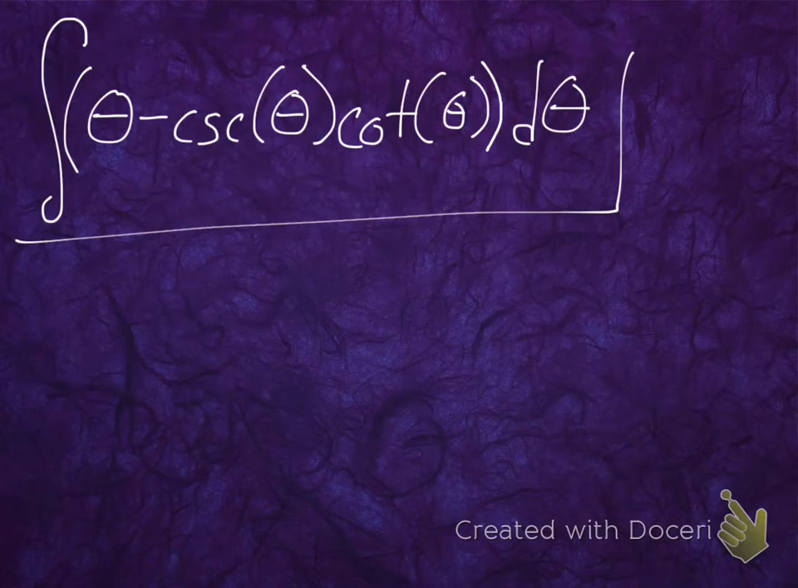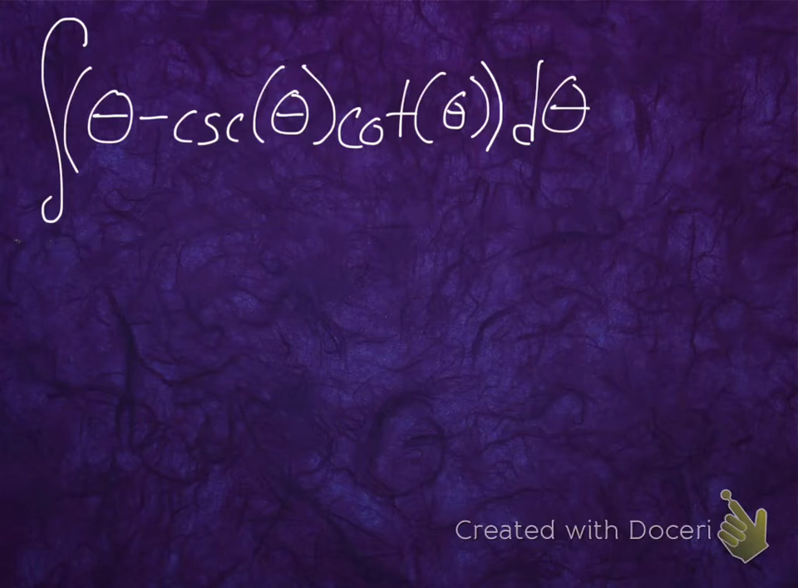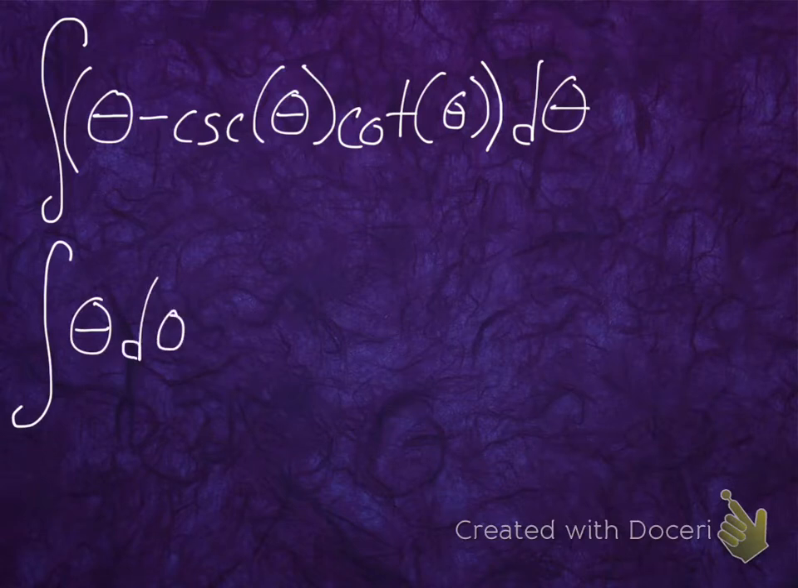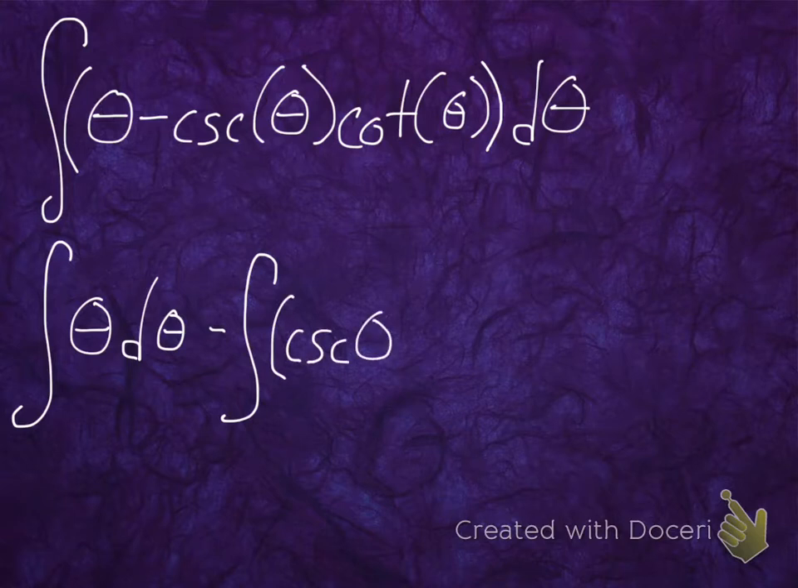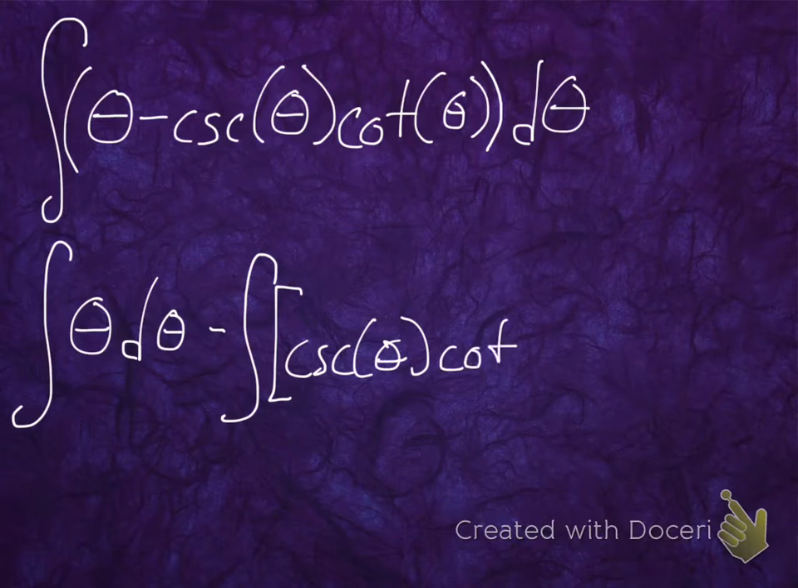I think the best thing to do is integrate this sum term by term and then factor out constants. What does that mean? All it means is we've got an integral minus another integral. So this is really saying the indefinite integral of theta d theta minus the indefinite integral of cosecant theta cotangent theta d theta.